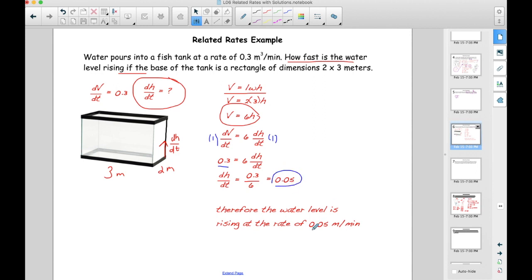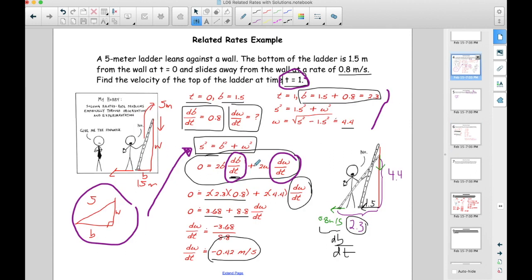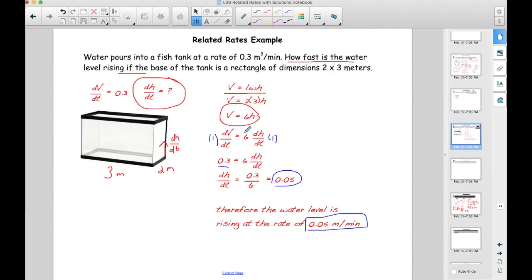So the water level is going to be rising at 0.05 meters per minute, regardless of where we are in time. Notice how there was no variable here. In the previous one we had a b and we had a w, so it mattered at what point in time we were. We were going to need to know the b and we were going to need to know the w. But in this particular instance we didn't need to, because it's not dependent upon h or a v value. It's always going to change at 0.05 meters per minute.